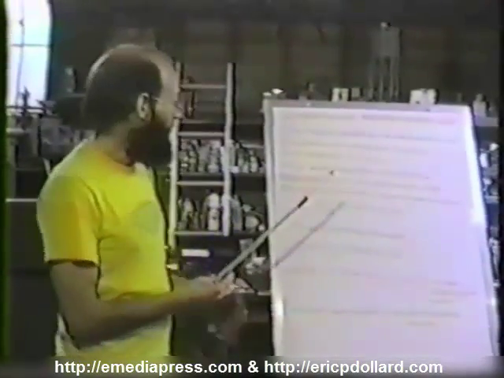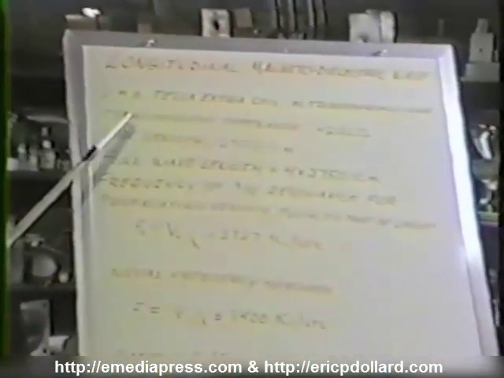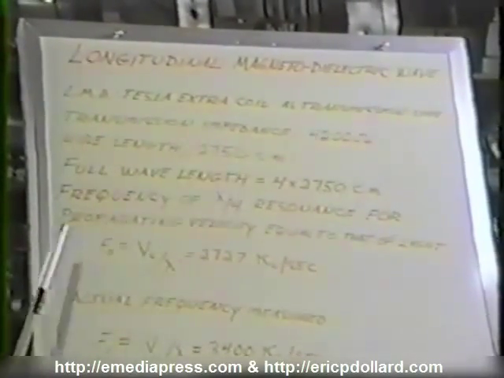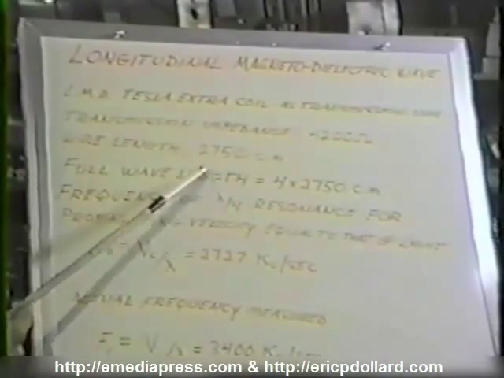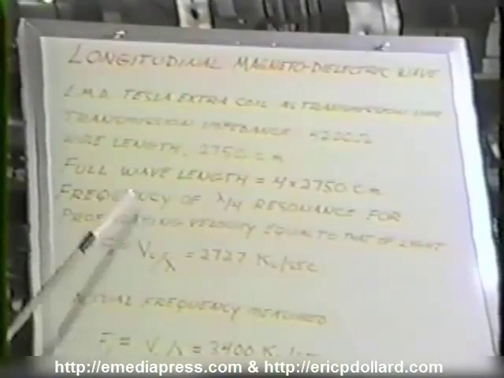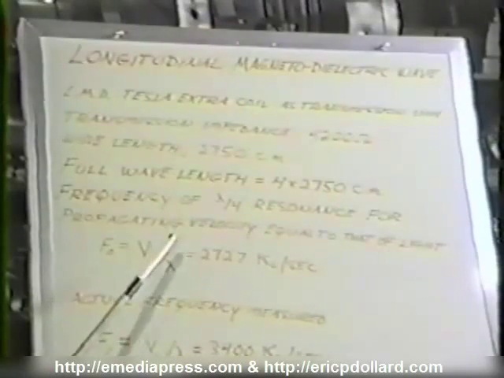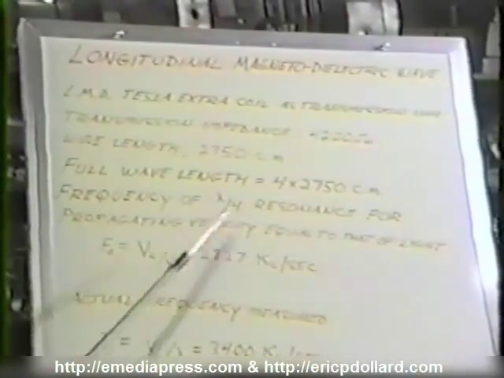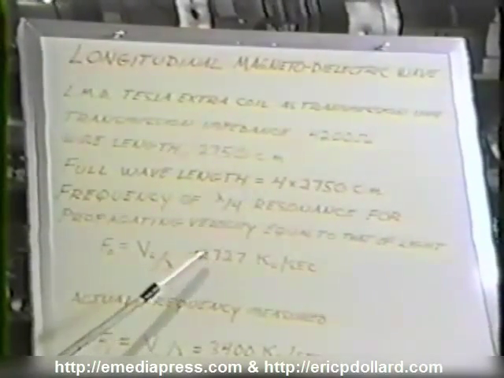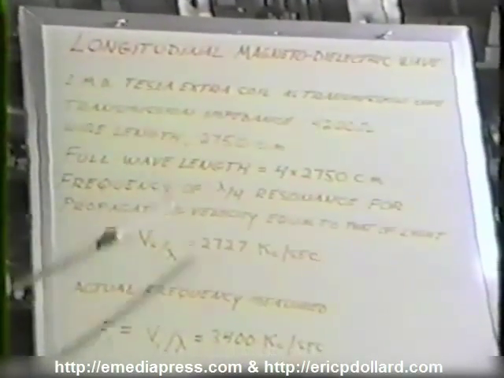Okay, covering the test data here for a longitudinal magnetodielectric wave. Our LMD wave structure was a Tesla extra coil. Transmission impedance of this was 4,200 ohms. Wire length, again, is 2750 centimeters to make it analogous to our roll of coaxial cable. And again, the full wavelength would be 11,000 centimeters, 4 times 2750. So the frequency of quarter wave resonance for a propagating velocity of this length equaling that of light would be 27 kilocycles, such as before.